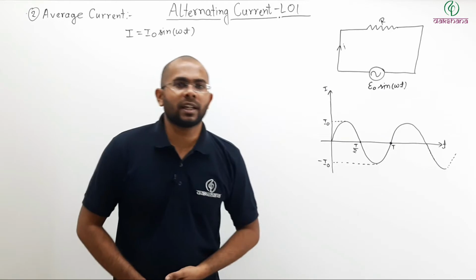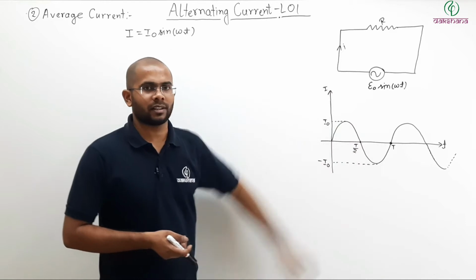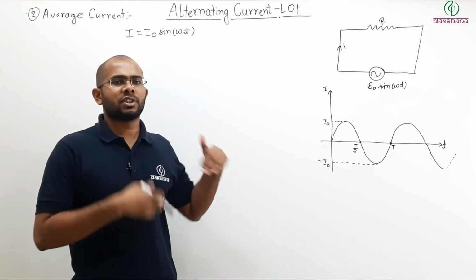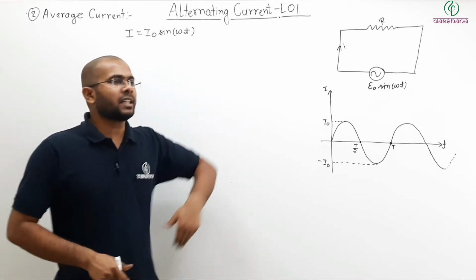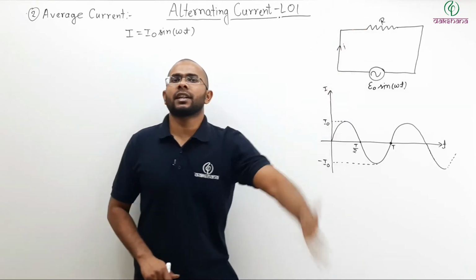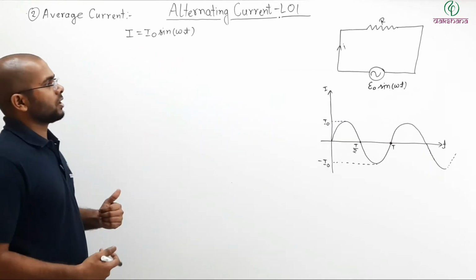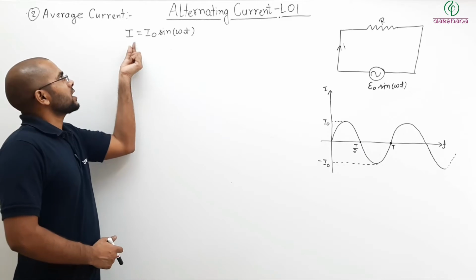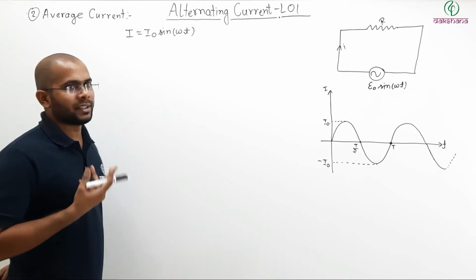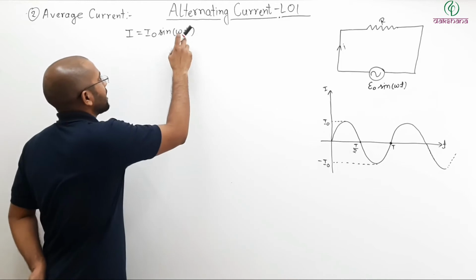If I want to calculate the average current in this AC circuit, the general concept of average current will always be the same. What is the general concept? That the total charge crossing any cross section in a given time gives the average current for that time period. So what is the general equation of an alternating current? The general equation is I equals I naught sin omega t, where I naught is the maximum current, omega is the angular frequency, and I is the instantaneous current at a given time.